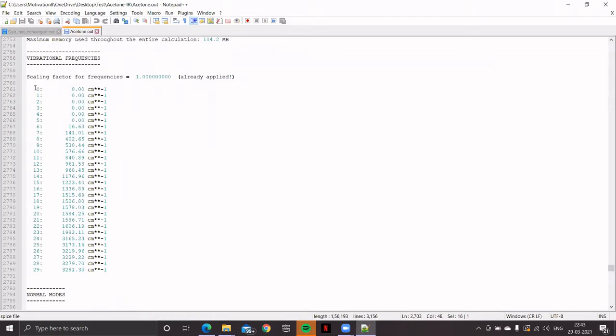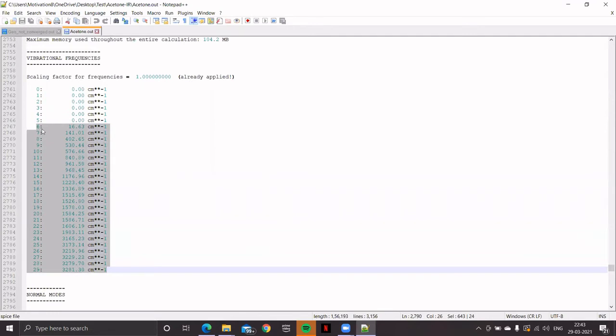the first 6, but in Orca, remember the numbering starts from 0. So 0 to 5, that's the first 6, which corresponds to translation and rotation. That's why there is no frequency value. That's a wave number. The numbering starts from 6 onward till 29. So in this case, 6 is actually 7 and 29th is 30th.